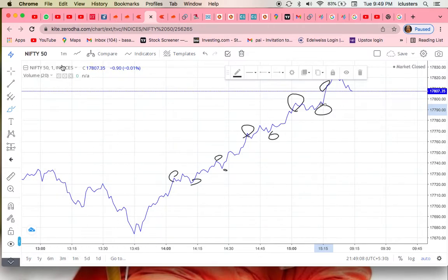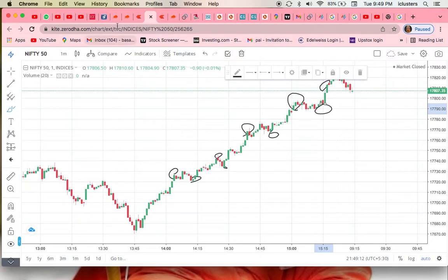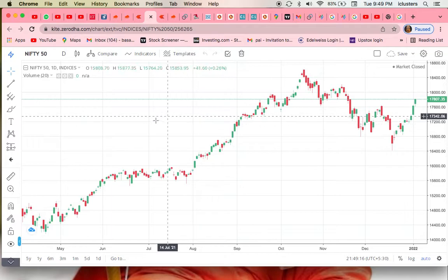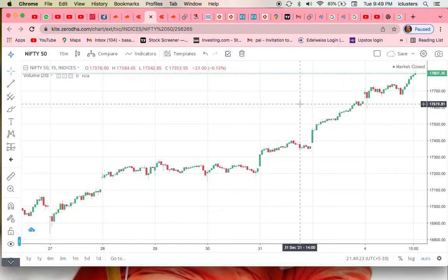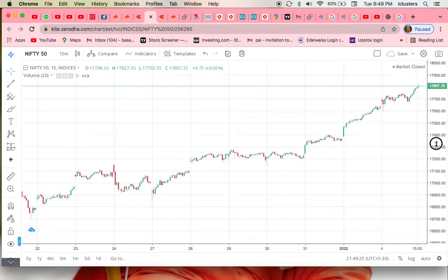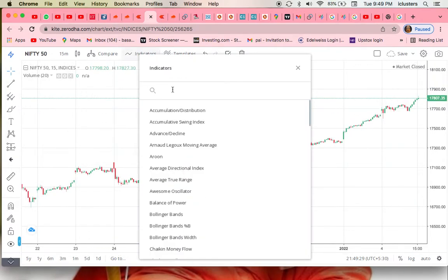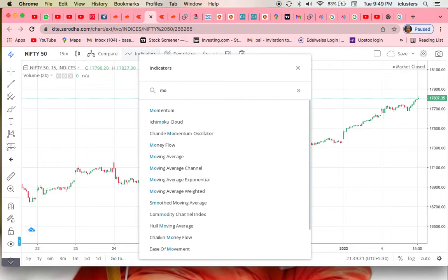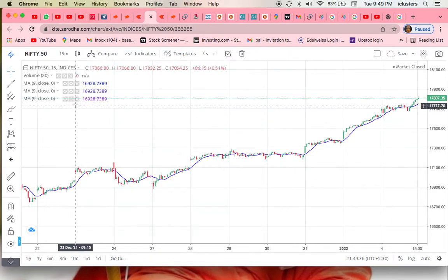And one more thing I will show you is how to identify an uptrend by using indicators also. You can find out the trend with indicators, meaning moving averages. Three moving averages we need to put on the chart.